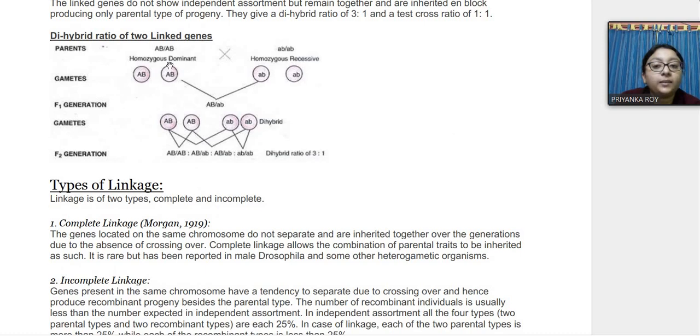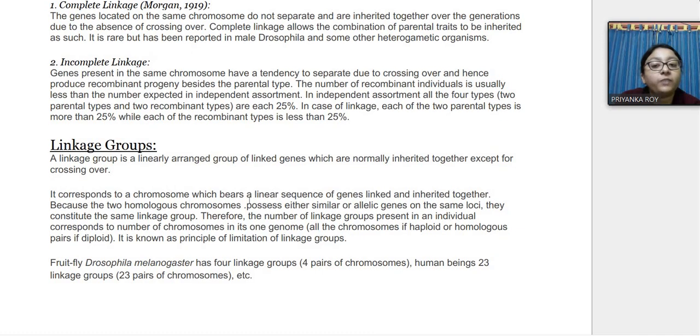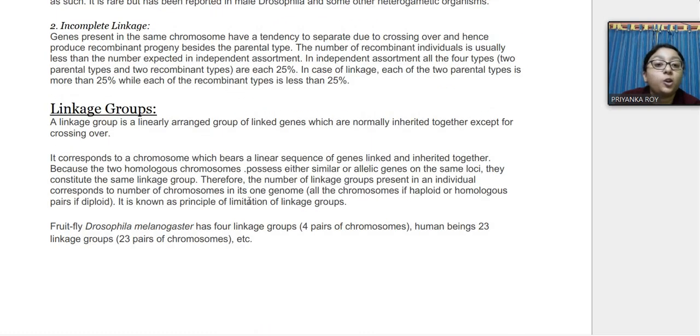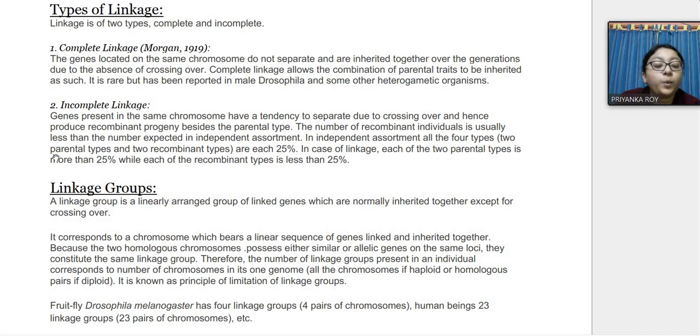Here you see a dihybrid ratio of 3:1, and this kind of linkage is complete linkage. But in incomplete linkage, this will not happen. Incomplete linkage will have 2 parental types more than 25%, while each of the recombinant types is less than 25%. All the genes arranged linearly on one chromosome are usually inherited together if crossing over has not happened, and therefore they form a linkage group. In humans, since we have 23 pairs of chromosomes, there are 23 linkage groups. In Drosophila, since they have 4 pairs of chromosomes, there are 4 linkage groups.